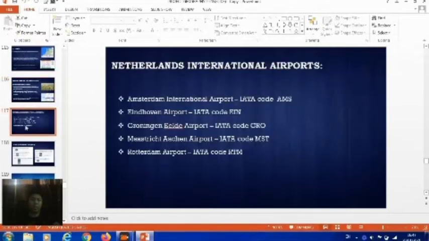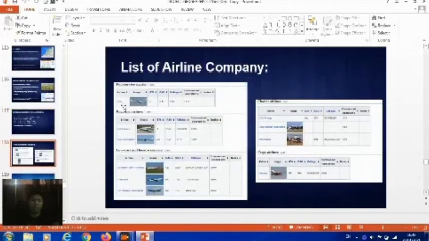Netherlands international airports, iaitu Netherlands mempunyai 5 airport, iaitu Amsterdam Airport, Eindhoven Airport, Groningen Eelde Airport, Maastricht Aachen Airport and Rotterdam Airport. Nah, sini adalah contoh-contoh senarai airline company, iaitu ada KLM, full service carrier, regular airline, ada Transavia, KLM Cityhopper, low cost leisure ada Corendon Dutch Airlines, Transavia, and charter airlines in Netherlands, and Cathay Airlines, and Dakota Association Air Holland, and Cargo Airlines ada Martinair.